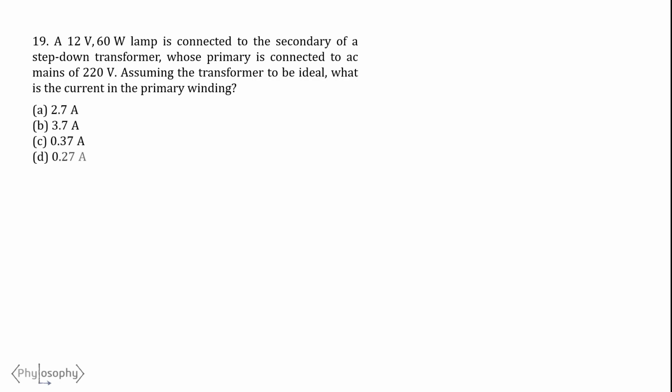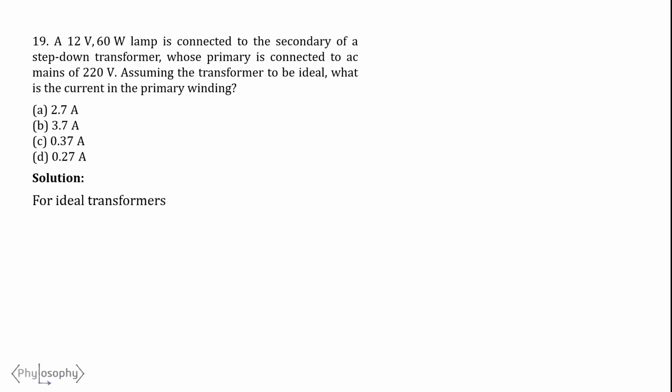Our next problem is: a 12 volt 60 watt lamp is connected to the secondary of a step down transformer whose primary is connected to AC mains of 220 volt. Assuming the transformer to be ideal, what is the current in the primary winding? And these are the four options.